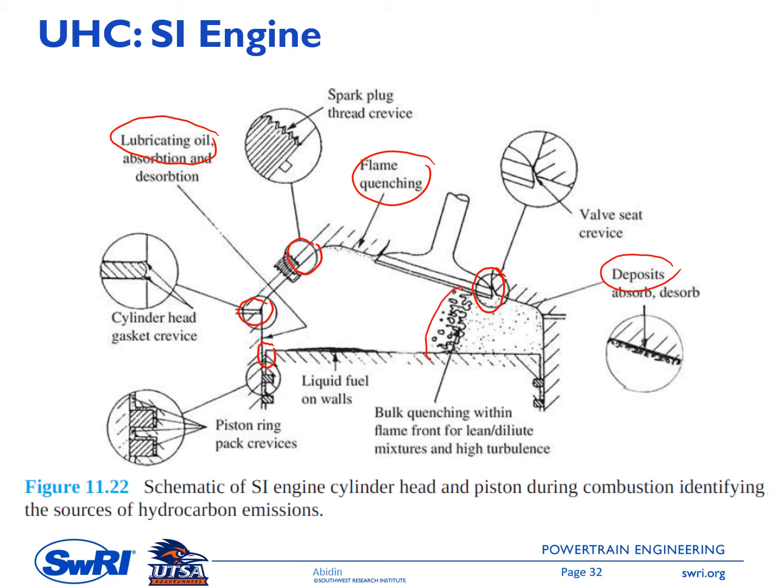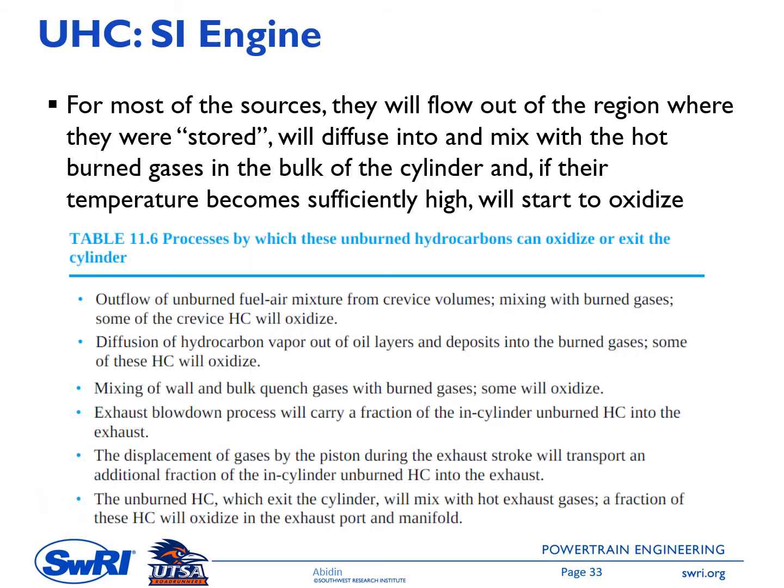There will also be bulk quenching within the flame front for lean or dilute mixture and high turbulent combustion condition. The unburned fuel that is stored inside the crevice zone will exit the zone during the expansion stroke when the chamber pressure decreases, and this unburned fuel will diffuse into and mix with the hot burn gas. Depending on the temperature level of the burn gas, some of this unburned hydrocarbon might be oxidized, and this table is showing the processes by which this unburned hydrocarbon can be oxidized and then exit the cylinder.